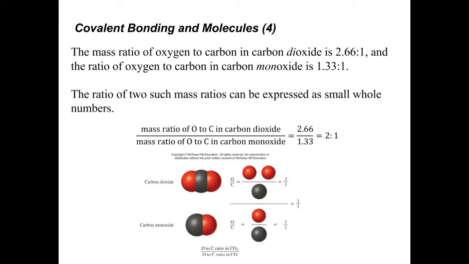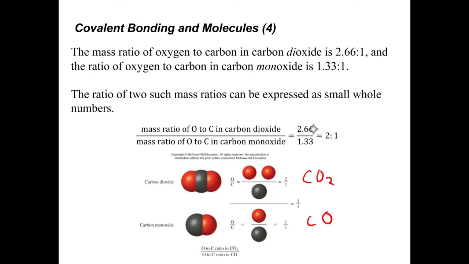Here we have carbon dioxide versus carbon monoxide. The mass ratio of oxygen to carbon in carbon dioxide is 2.66 to 1, and the ratio of oxygen to carbon in carbon monoxide is 1.33 to 1. The ratio of 2 such mass ratios can be expressed as small whole numbers, meaning that we write this out as something like CO2 and CO. We don't really write out CO 2.66. That doesn't work. It's easier just to write that I have 2 oxygen atoms and 1 carbon atom. That's a lot easier.